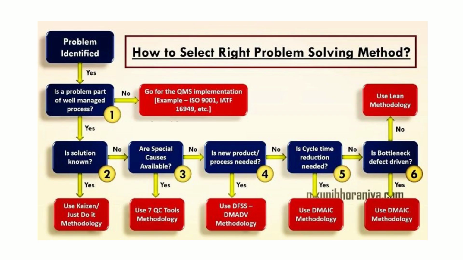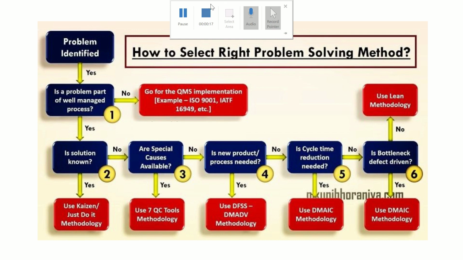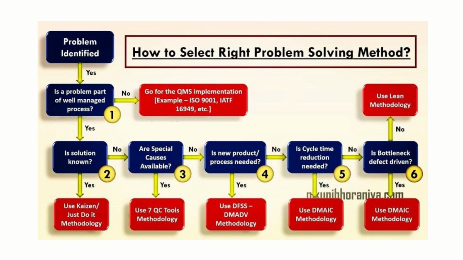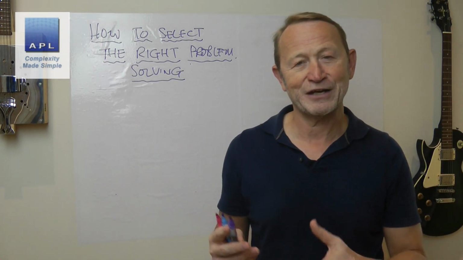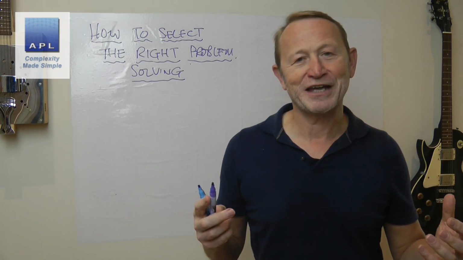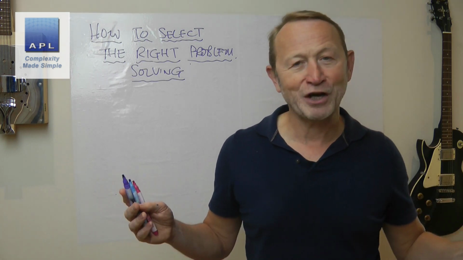So here it is. Now you can see here on the diagram it says how to select the right problem solving method, and it goes problems identified. Is the problem part of a well-managed process? Yes or no? Now that is something that I would recommend I ask that question. I have to say the language that I use is is the process in control or is the process in chaos? Okay, so that's the way I ask that question, and I'm quite happy with that question. Okay, so having asked whether the process is in control or whether the process is in chaos, the next box says, okay, the process is in chaos, and it says, implement ISO 9001.